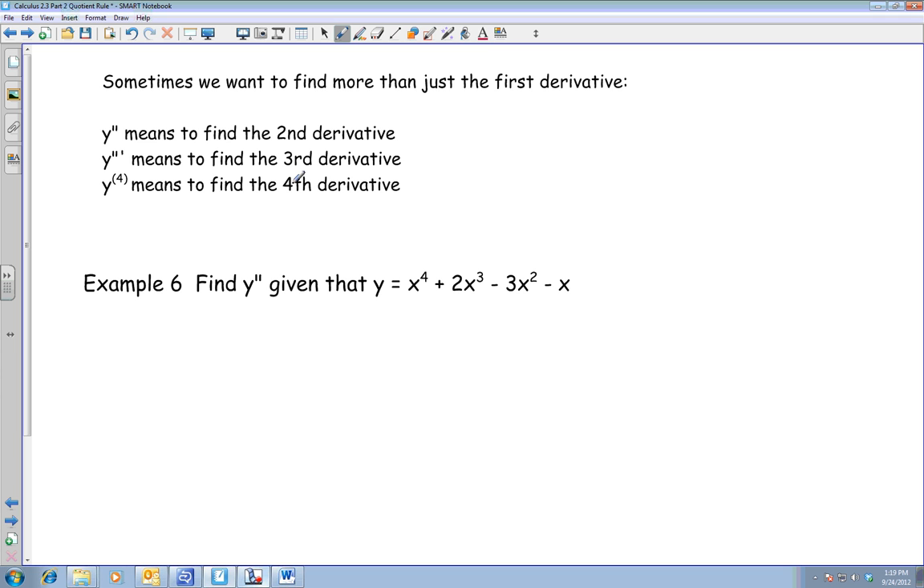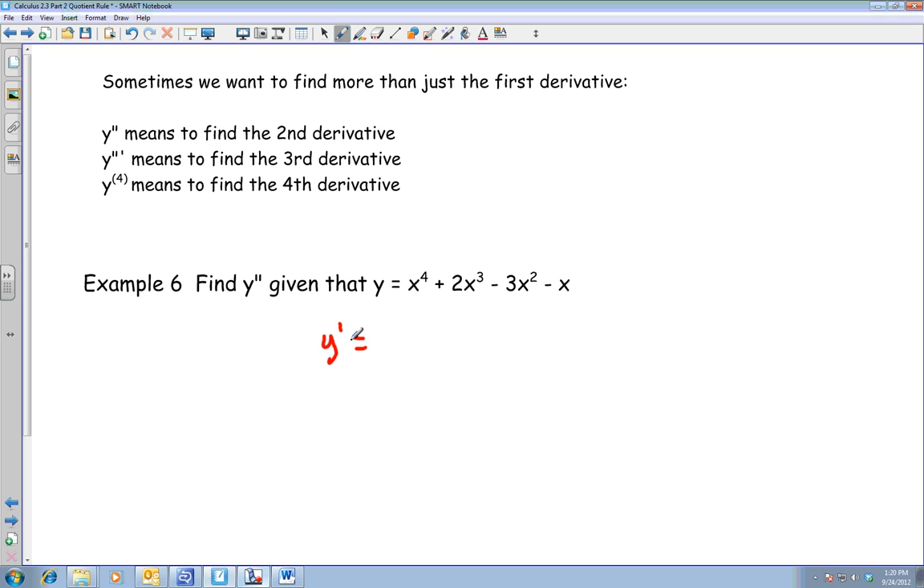Well, one way that we've already seen is sometimes we have to find the derivative of position to find velocity, but then we have to find the derivative again to find acceleration. So we just find the derivative 2 times. So in example 6, we want to find the second derivative, which means we're going to find the first derivative and then find the derivative of that. So let's find y prime.